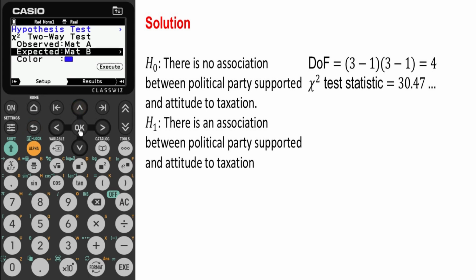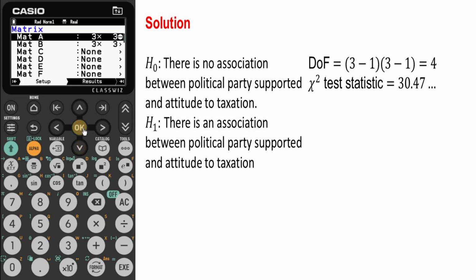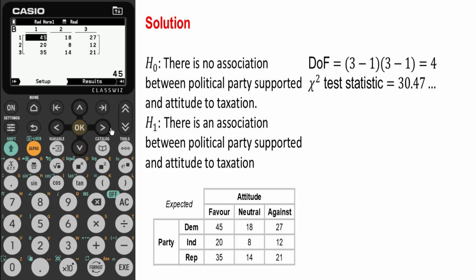If I go back and then to the expected, and then if I go to the matrix editor and then go to matrix B, here is where we have the matrix of expected values. Now, what we can do is find the critical value at 1%.